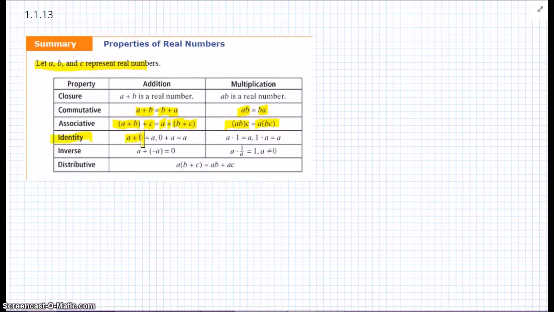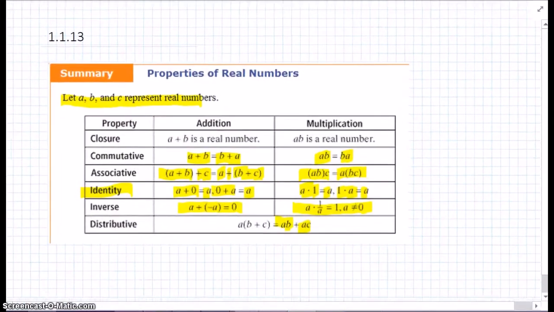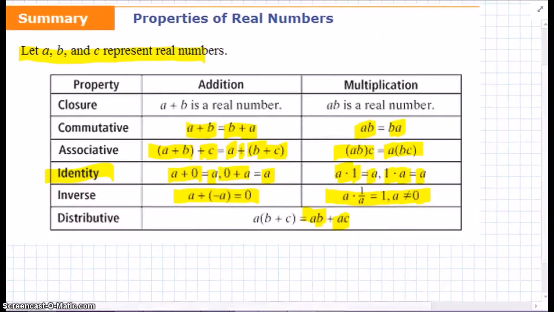Identity, A plus 0 is equal to A, and 0 plus A is equal to A. A times 1 is A, 1 times A is A. The inverse, okay, that's just the opposite. A plus negative A is 0, and the reciprocal, A times 1 over A is 1, as long as A is not 0. And then distributive property, A in parentheses of B plus C is the same thing as A times B, A times C. So distributive property, inverse, identity, so on and so forth. Okay, make sure you understand that, and just that should be again a refresher for you.